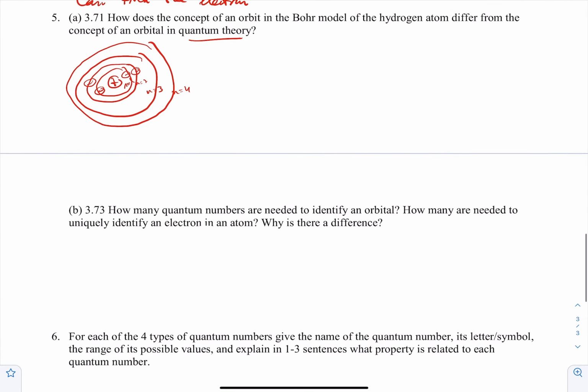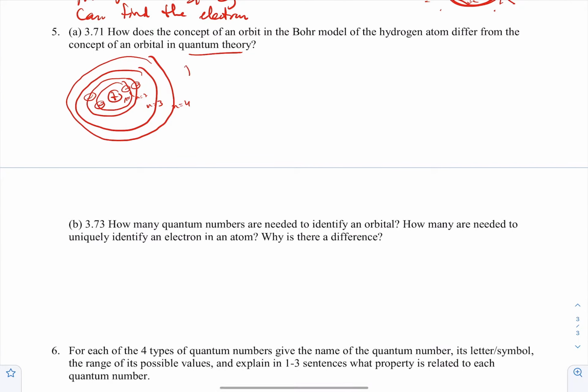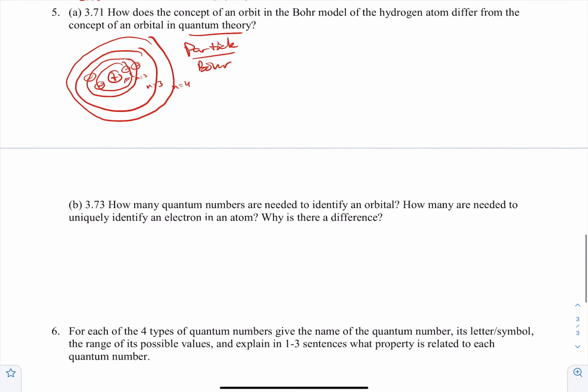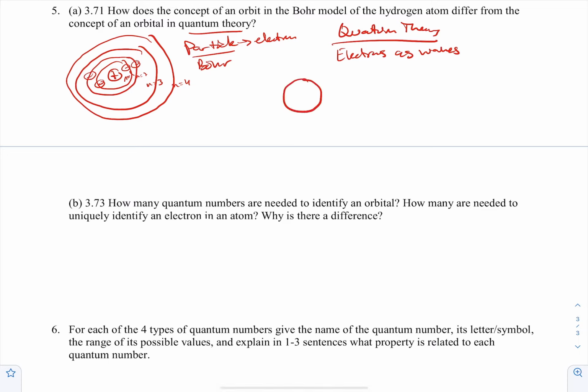But that's the biggest difference, how the concept of an orbit differs from the orbital. The Bohr model talks about it more in terms of a particle, whereas the quantum theory talks about electrons as waves. And they're found in these clouds that we call orbitals.